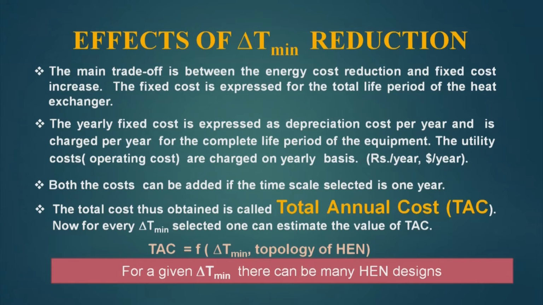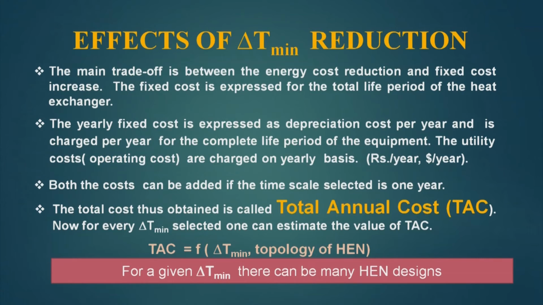Now, for every delta T minimum selected, one can estimate the value of the TAC. Once I select a delta T minimum, I can do the area targeting, I can do the energy targeting. From area targeting, I can find out the fixed cost and then convert it to annualized fixed cost, and from the energy targeting, I can find out the hot utility and cold utility demand, convert them into the operating cost, add them together to find out the total annual cost. So, I can say that the TAC is a function of delta T minimum and topology of the HEN.